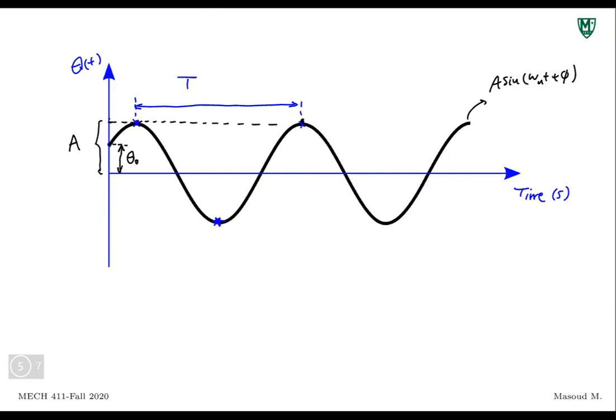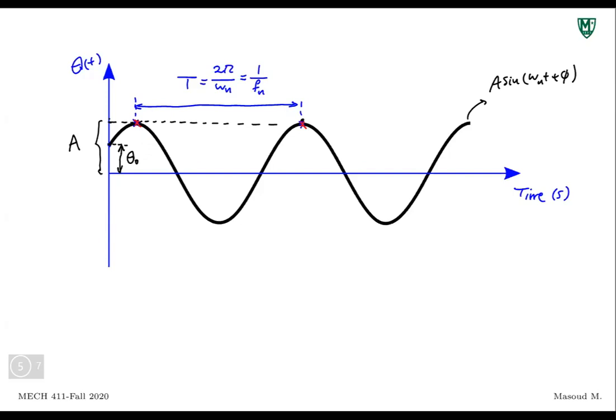From this point to this point is one cycle, which means the time that it takes from that point to that point is the time period. So we define time period as the time that it takes to complete one cycle. Right? So T, basically this is the value of the time period. It's going to be 2 pi over omega n, or you can just put it as 1 over Fn. So that's the value of the time period.